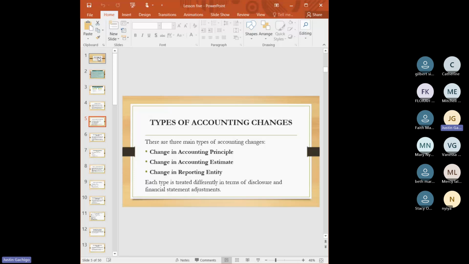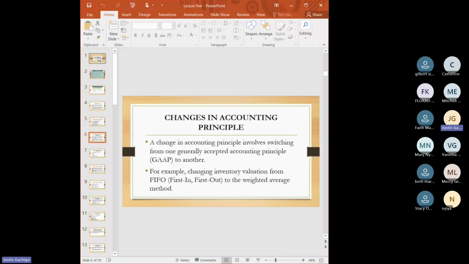As I have mentioned earlier, there are three main types of accounting changes. One, change in accounting principle. Second, change in accounting estimate. The other one is change in reporting entity. And each type is treated differently in terms of disclosure and financial statement adjustments.